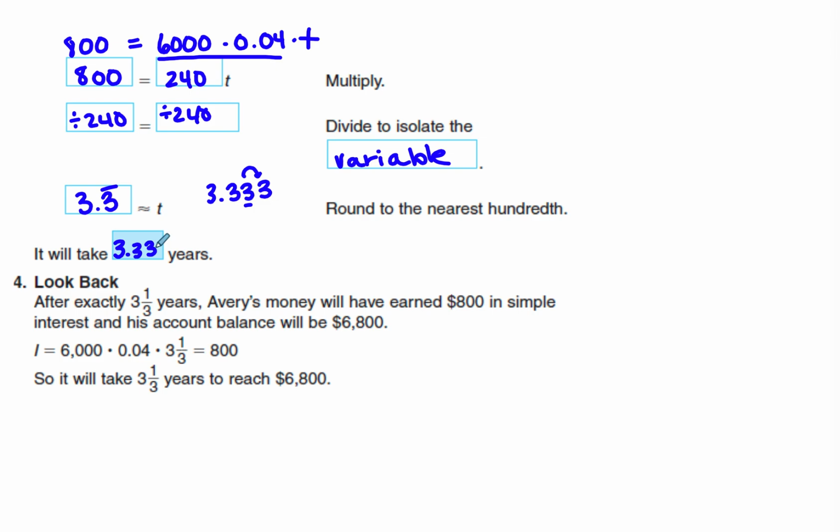So after 3.3 repeating years, which is 3 1/3, Avery's money will have earned $800 in simple interest, and his account balance will be $6,800. So it will take 3 1/3 years to reach $6,800.